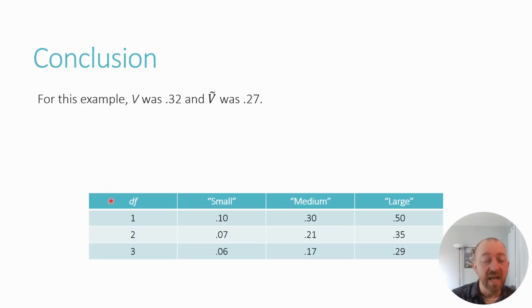Now, as you'll recall, Cramer's V was 0.32, whereas the correction for Cramer's V is 0.27. So again, we did see that Cramer's V actually did overestimate the effect size, whereas Bergsma's correction made it more realistic. And again, I have no reason to believe that Bergsma was incorrect about his suggestion that the correction was usually superior to Cramer's V generally.